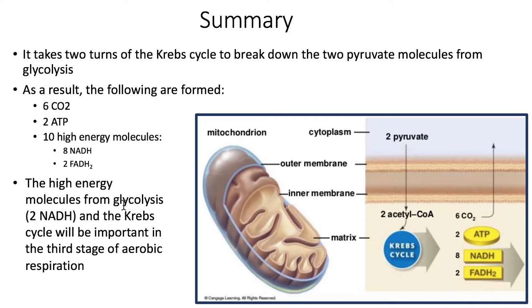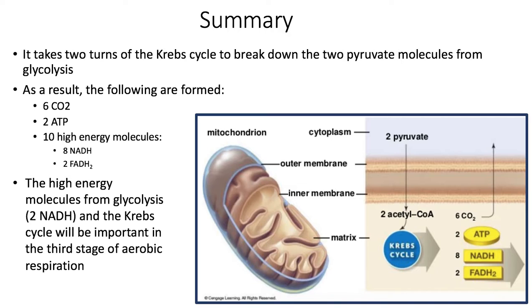The high energy molecules, we're also going to use the high energy molecules from glycolysis, which is another 2 NADH, and all of these, so the 8 NADH, the 2 FADH2, and the 2 NADH are all going to go to the electron transport chain. And here's a nice summary of all these things that are happening. We have 2 pyruvates. We're going to form acetyl-CoA. We're going to go to the Krebs cycle, and out come 2 ATPs, 6 carbon dioxides, 8 NADHs, and 2 FADH2s. And this all took place here in the mitochondrion.